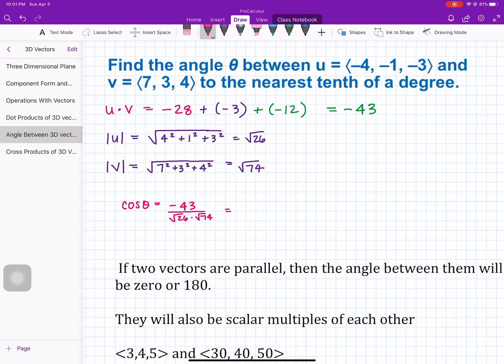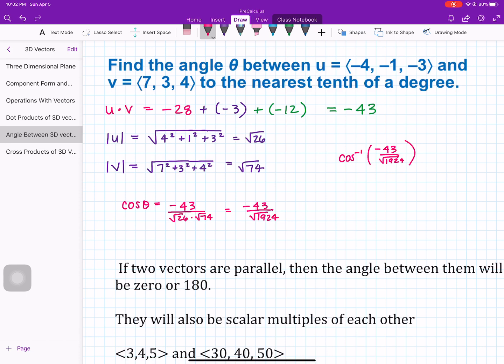And just to make life simpler on myself, I'm going to go ahead and multiply 26 and 74. My sole purpose for doing that is when I punch it into my calculator, I'm not having to worry about parentheses. So when I go to my calculator, I'm going to type in the inverse cosine of negative 43 over the square root of 1,924.